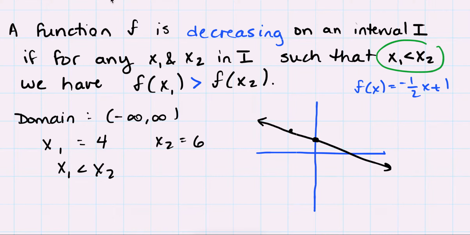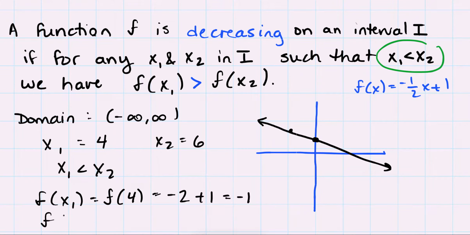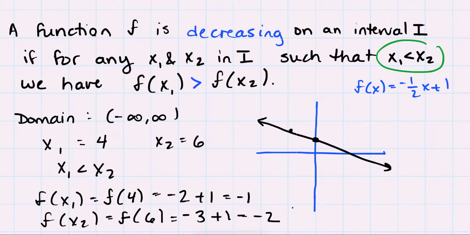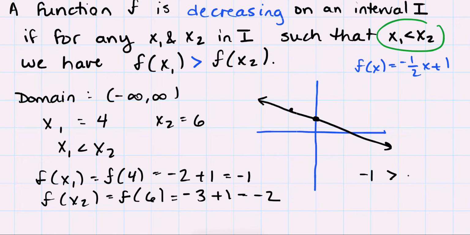Now I want to show you that if I plug x1 into my function, f of x1 is f of 4, that will give me negative 1/2 of 4, which is negative 2, plus 1, I get negative 1. If I plug x2 into my function, that's f of 6. Well, 6 divided by 2 is 3, and then I have this negative, so I get negative 2. And notice that negative 1 is greater than negative 2, which tells me f of x1, which was equal to negative 1, is greater than f of x2. So it gives me this inequality that I was looking for.